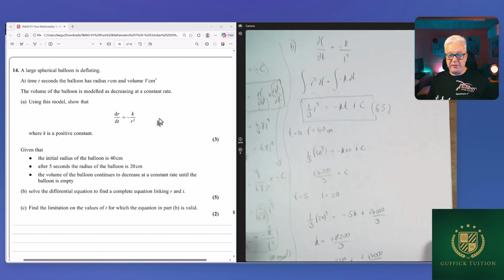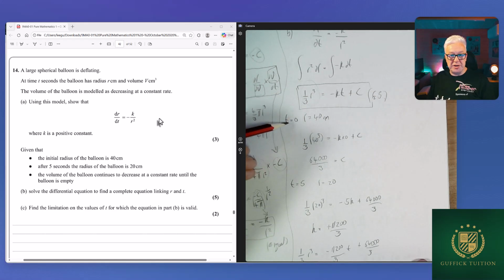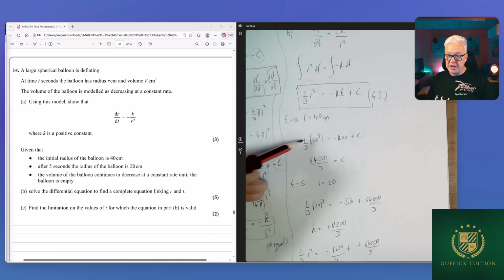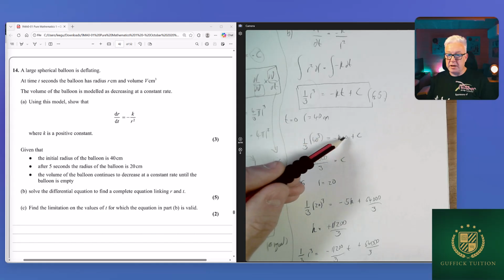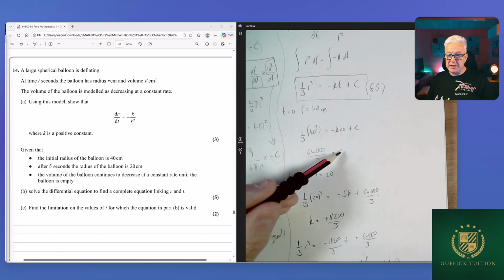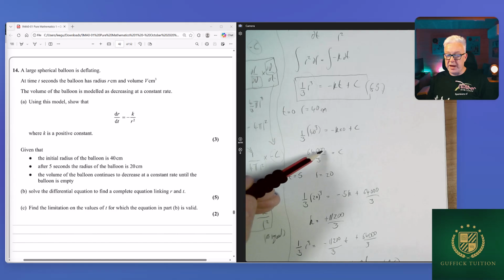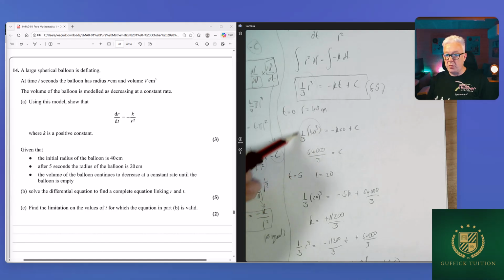So now let's put the first of our boundary conditions, which is fancy maths talk for the pieces of information that they give you. And what's the first boundary condition? It says the initial radius of the balloon is 40. So in other words, when t equals 0, r is equal to 40. So let's put that in. So 1/3 40 cubed is equal to minus k times nothing, add c. So c is 64,000 over 3. That's just working out what that is.